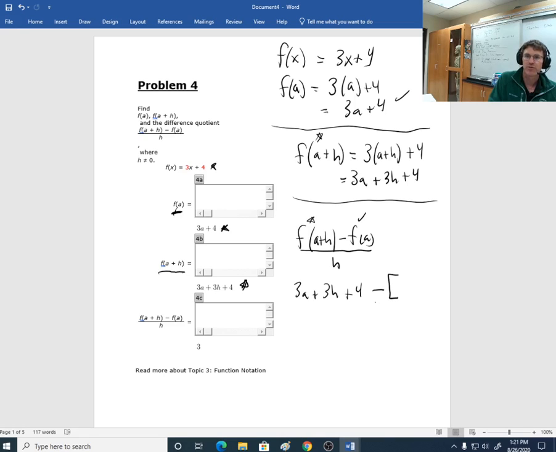Be careful. Whenever you subtract things, please put whatever you're substituting in into brackets or parentheses. I'm using the brackets just to help me not make this mistake. This is where I made the mistake and you missed that outtake. It's 3a plus 4. But this subtraction sign is all of f of a. F of a is this up here, right? It's the whole thing. So you're subtracting this whole thing, so you have to distribute the negative sign. Do not forget that. Okay, so this is h. So this is 3a plus 3h plus 4 minus 3a minus 4.